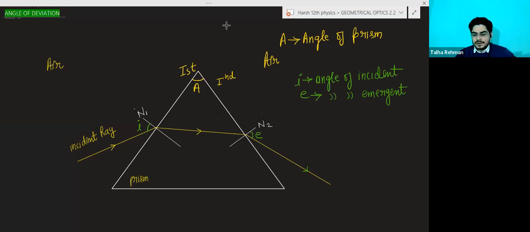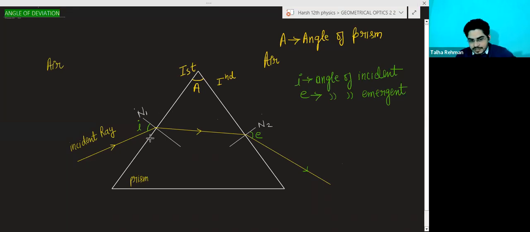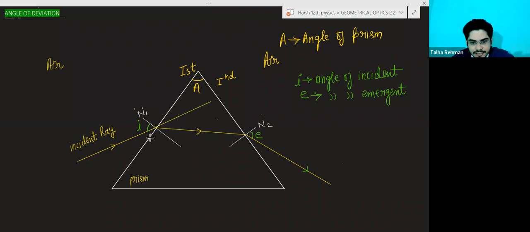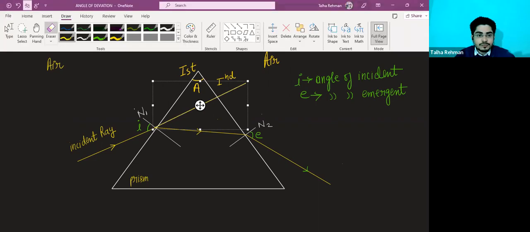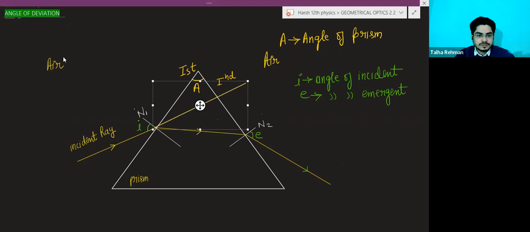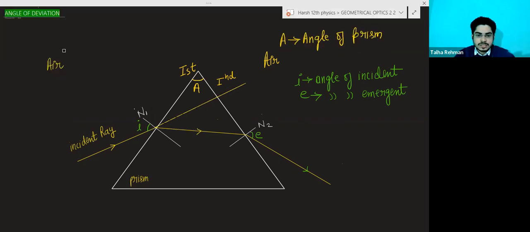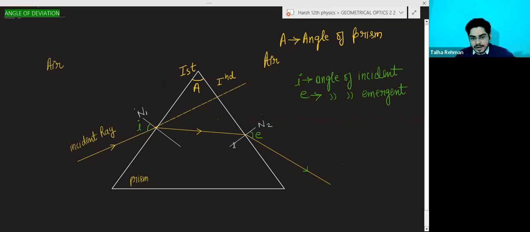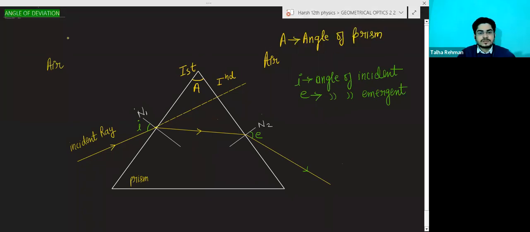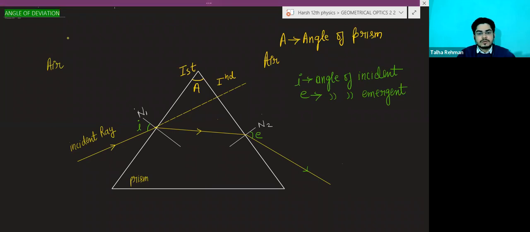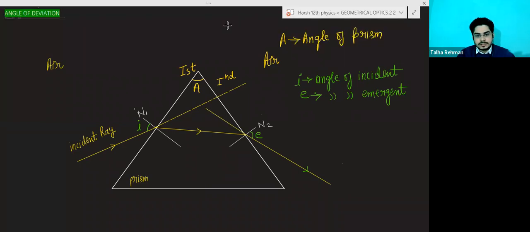Okay, if suppose there is no prism in between, this incident ray will go straight. So I am telling you the meaning of deviation. This is the path of the ray when there is no prism. And finally, the light is going in this direction. So we will produce this ray backward like this.